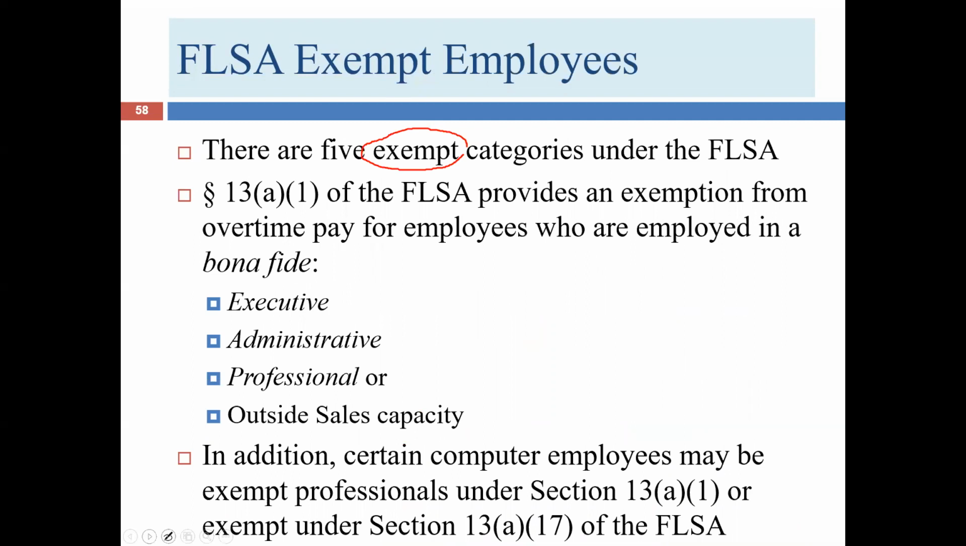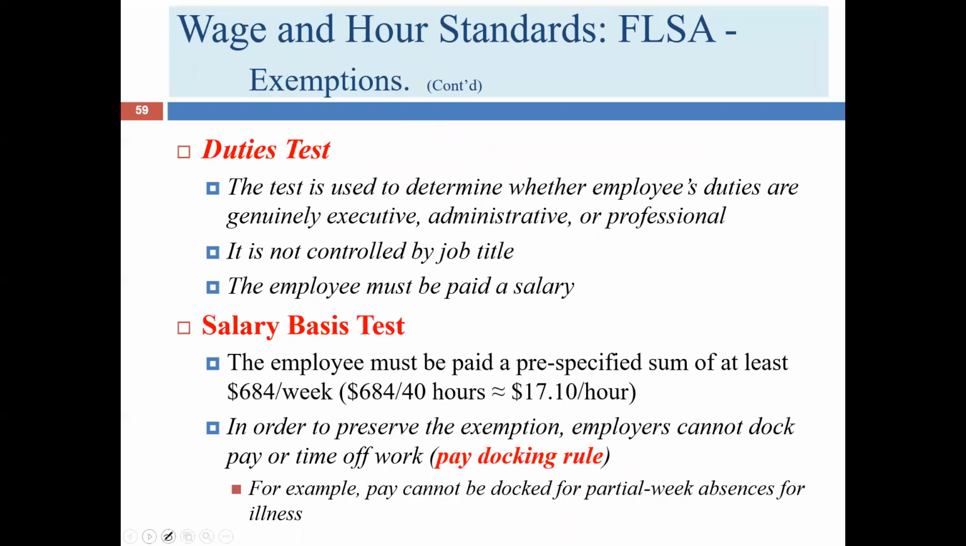Okay, we will also, there are 2 additional categories. As I said, there are a total of 5. So we'll look at these 3 first. Then we're going to look at outside sales, and then we're going to look at computer people. Those are the total 5 categories that the FLSA acknowledges.